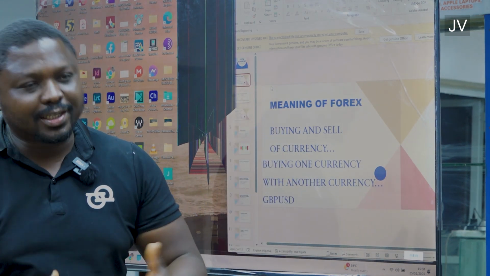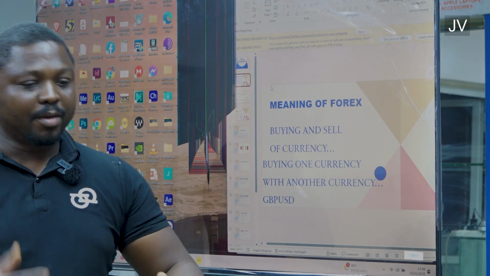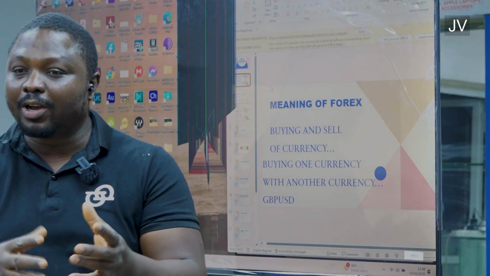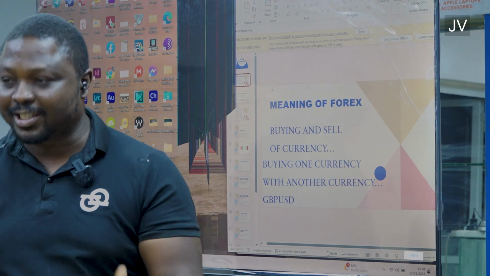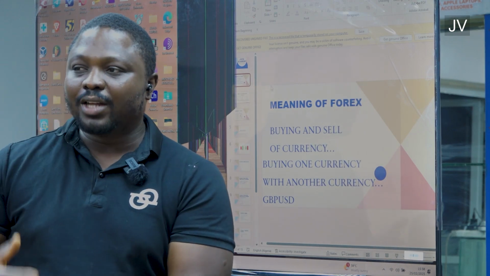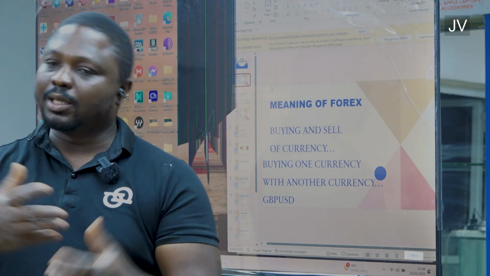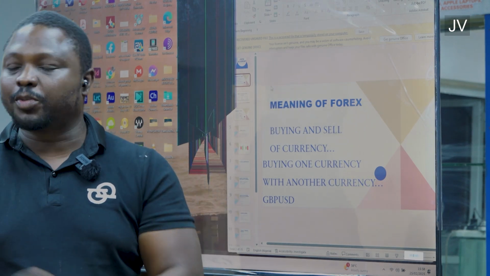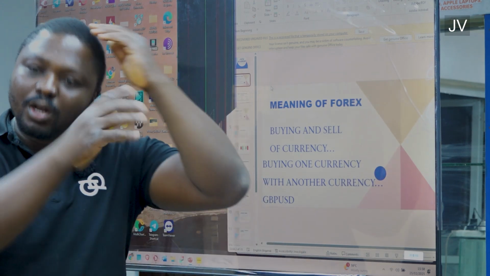Now, Forex, as you can see, is the buying and selling of currency, meaning that you need two currencies before an exchange will take place. The FOR in Forex is foreign exchange. So you use dollar to buy naira, you use naira to buy dollar. That is how Forex works. It's always pairs, except for a commodity like gold. Even gold itself is still related to USD.